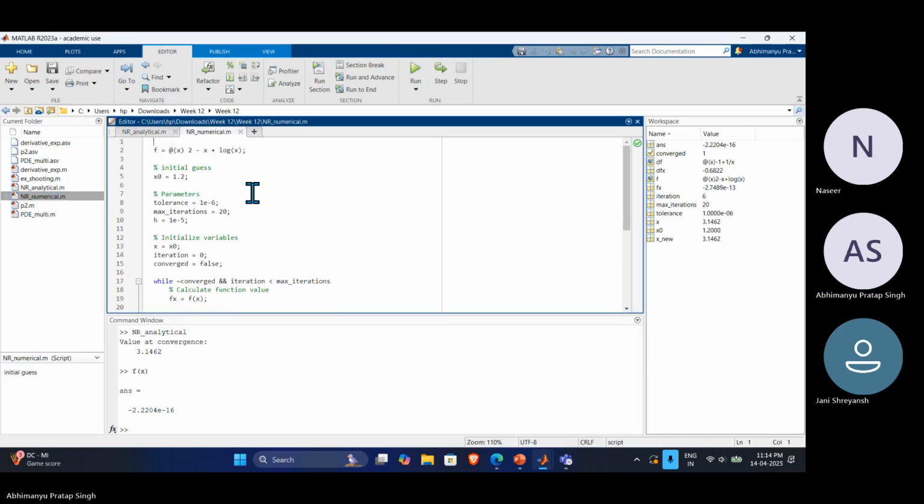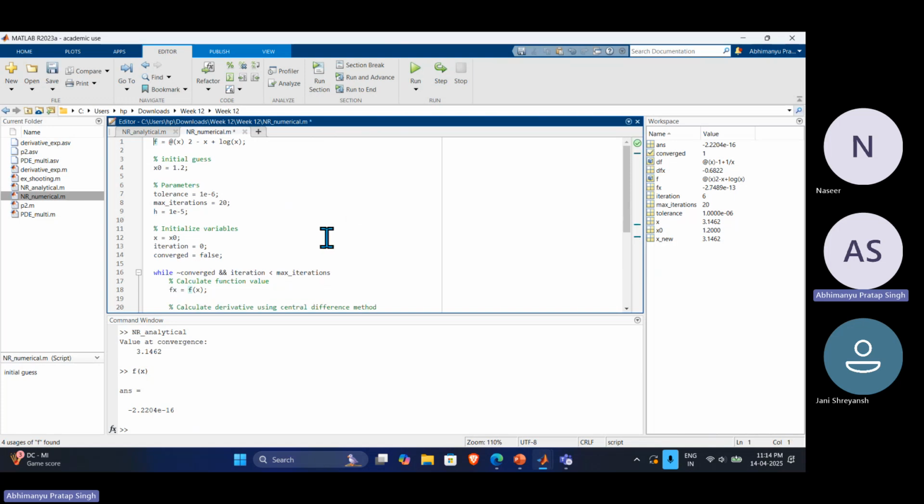Now we will do the same thing using numerical differentiation. The first part is still the same. I will create a function handle with the given function. Rest of the things are the same. Notice that we have one more parameter over here, h, which is the discretization parameter, how much I am discretizing for taking the numerical derivative. Rest everything remains the same.